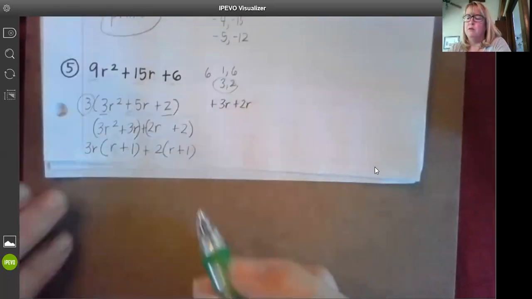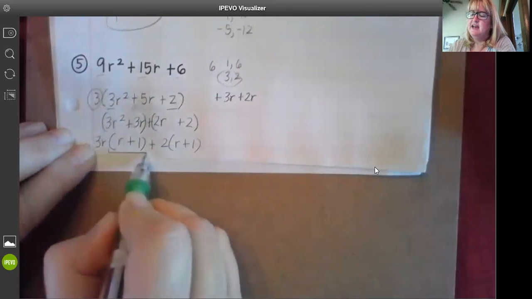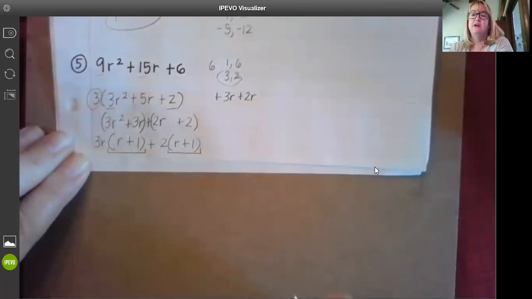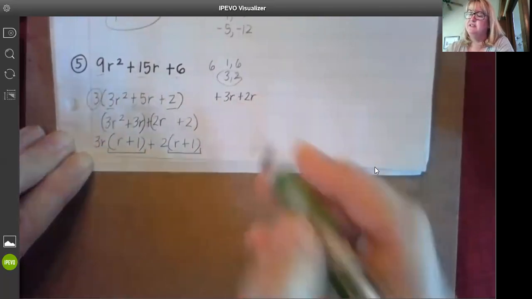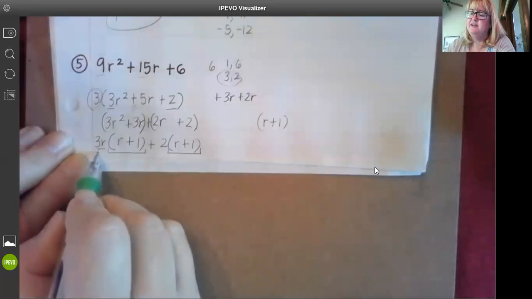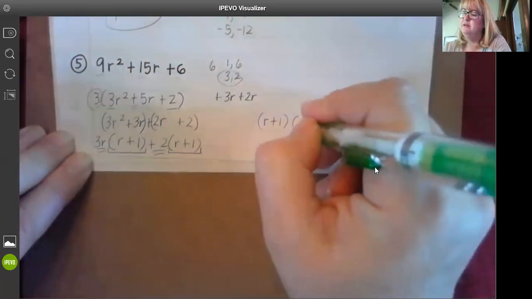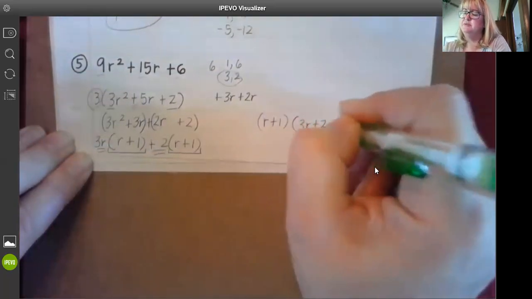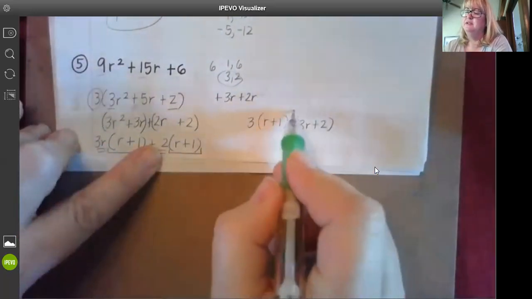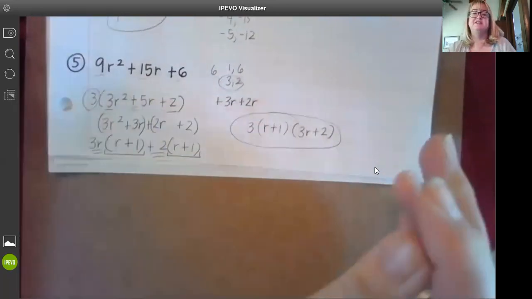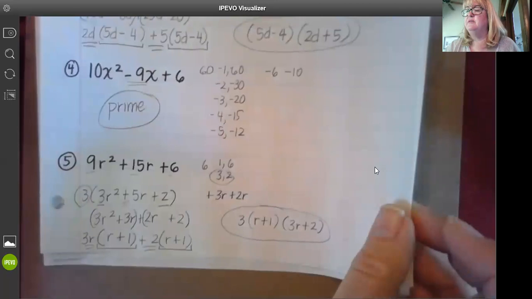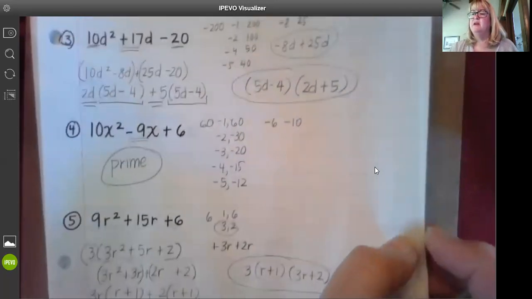All right, once I've got that, both terms have r plus 1 as a common factor. So I can factor that out. I'm going to factor out r plus 1. And what's left? 3r plus 2. But don't forget the 3 that we started with. So this is your answer. All right, we've done 5 together.